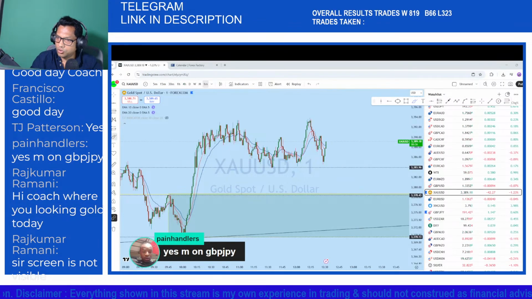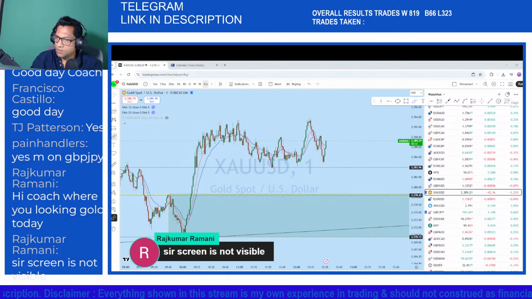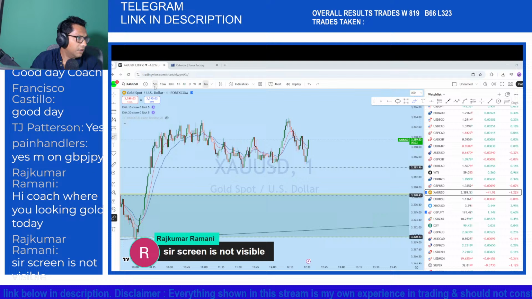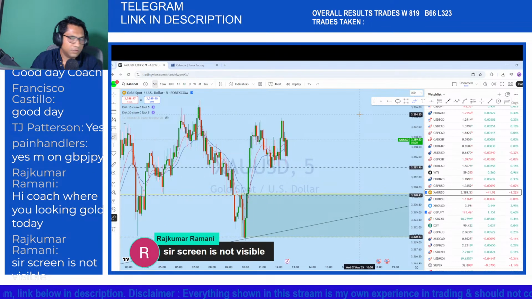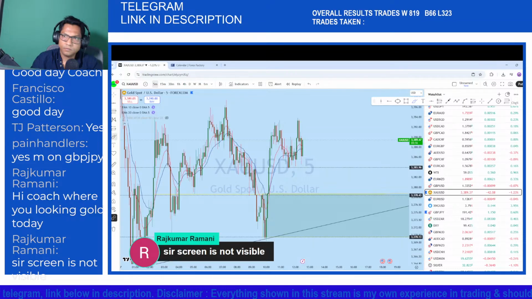Actually looking at gold today. Sir, the screen is not visible. It should be visible. Hey guys, can you confirm that the screen is visible? I think it's visible. What do you think? Is it only in your case or everyone the same? Is the screen visible?